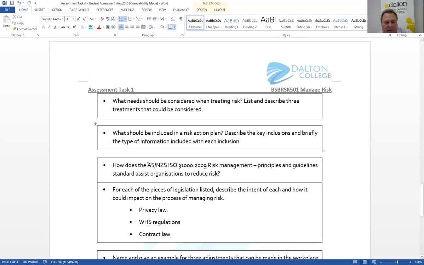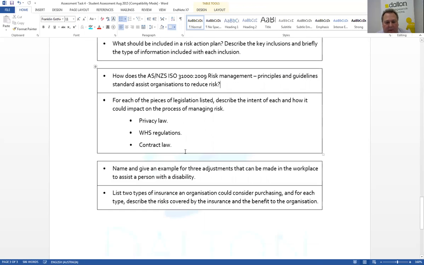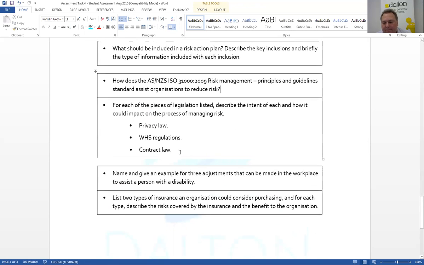Here's another one. How does the Australian Standards, New Zealand Australian Standards ISO 31000, 2009 risk management principles and guidelines standard assist organizations to reduce risk? You put that in Google, or in fact, it's probably even in your soft copy book version as well. Insert, look for that, and your answer's there. And here's another one there, on to the last 3 left.